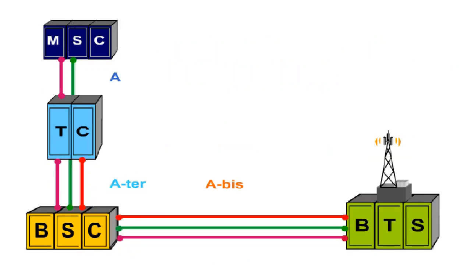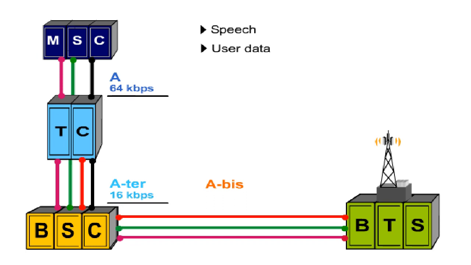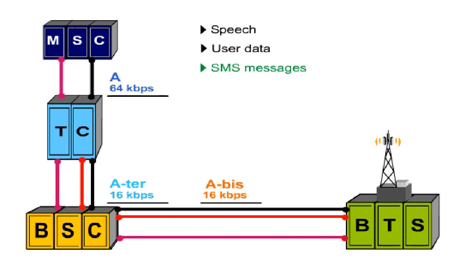Let's consider the transmission of speech and user data, which is transmitted at a data rate of 64 kilobits per second over the A interface, at 16 kilobits per second over the A-ter interface after being turned into transcoded speech or rate-adapted data, and also at 16 kilobits per second per sub-channel over the A-bis interface. SMS messages are transmitted via signaling channels.